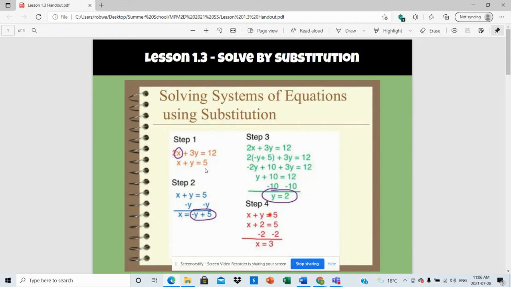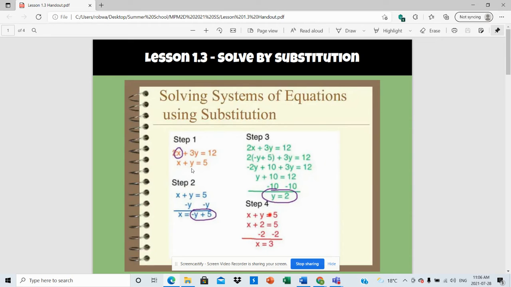Just looking at this one right here, you can see we've got 2x plus 3y equals 12, and x plus y equals 5. The first thing you want to do is isolate one of the variables and make it easy on yourself. If there's a variable that does not have a constant in front of it, then try to isolate that variable. It makes it a little bit easier for you.